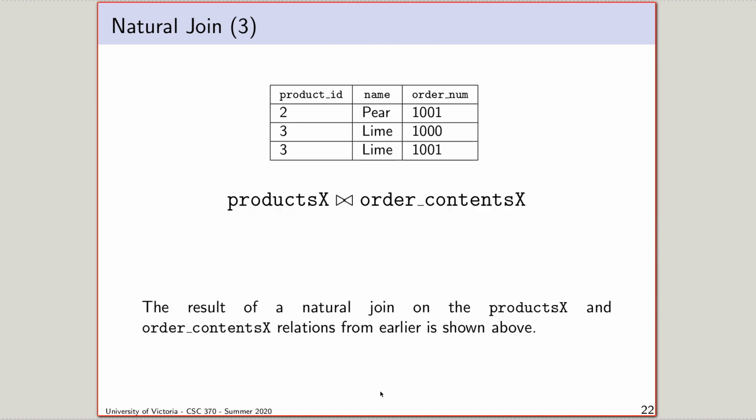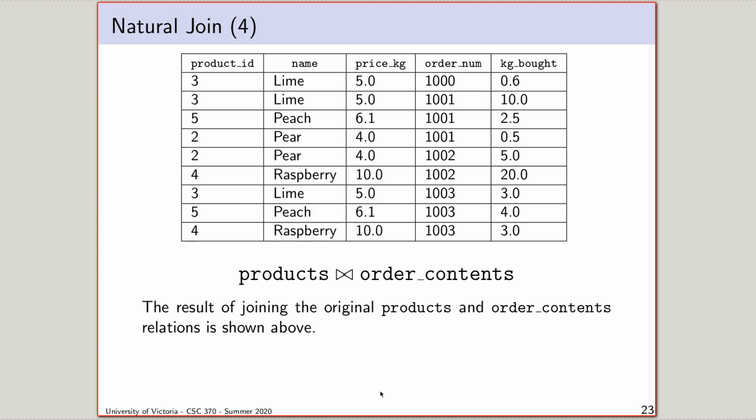So there's the natural join, just for the sake of completeness. And there's the natural join of our familiar tables. We know that if we have two tables that have some semantic connection, like products and order contents, the natural join contains useful semantic information. In this case, it's telling us the name of each product in each order.